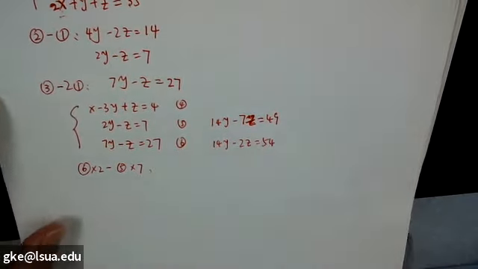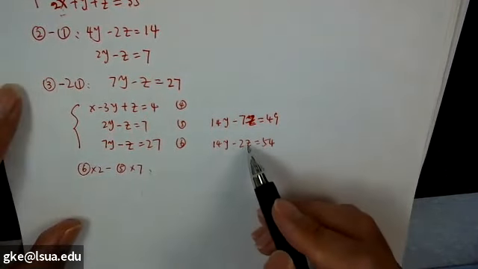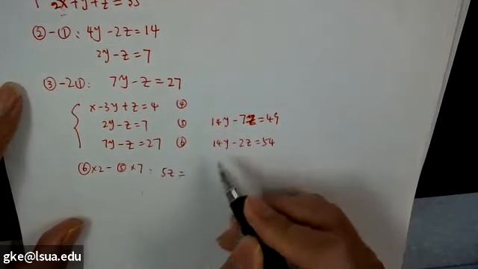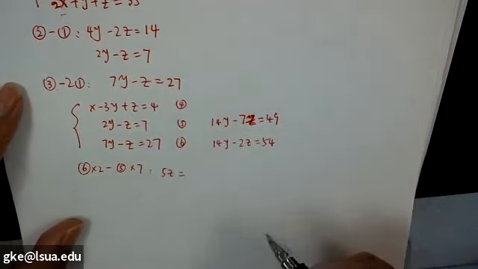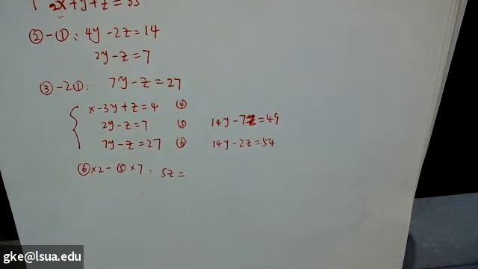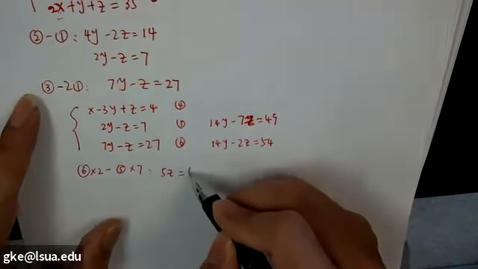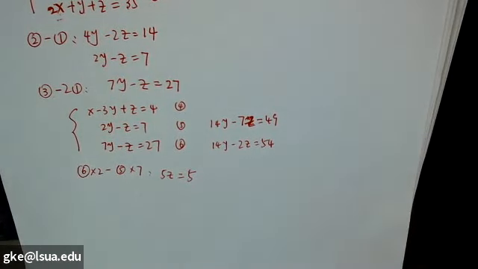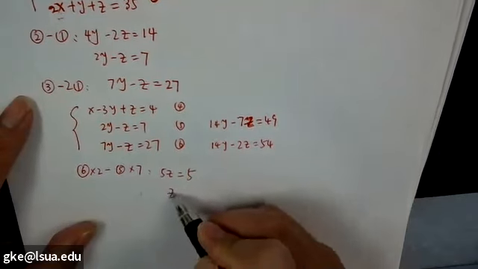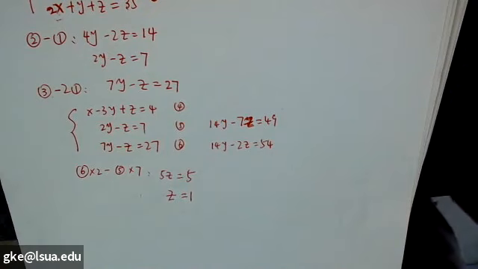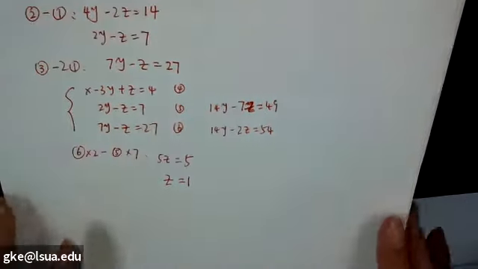Now we do the subtraction. So negative 2z subtract this guy gonna be 5z. 14y subtract 14y gonna be 0. 54 subtract 49 gonna be what? Gonna be 5, right? You see it? And z equals what? z equals 1. Aha, we solve it. We solve it. Very good.